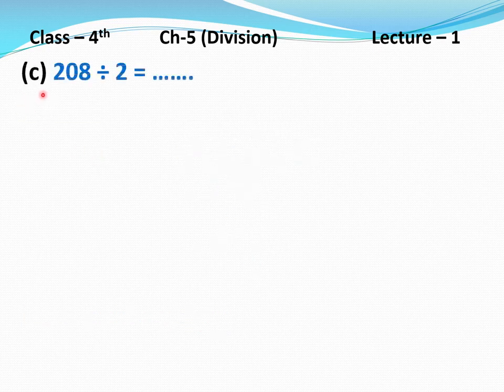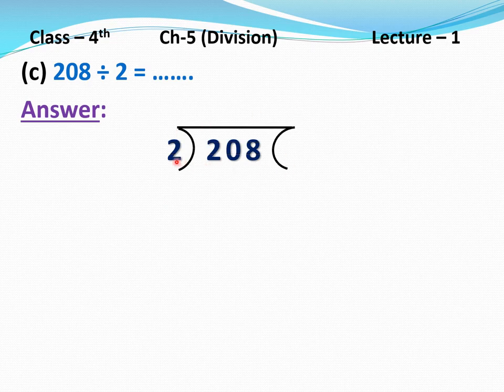Now C part. 208 divided by 2 equals dash. You have to divide 208 by 2. Write down the answer. Make a sign like this. Write 2 here and write 208 here. Now see, 2 is a single digit divisor and so we will take only one number in the dividend, that is 2. See, 2 ones are 2. Write 2 here and write down 1 here. Now subtract this. 2 minus 2, 0.